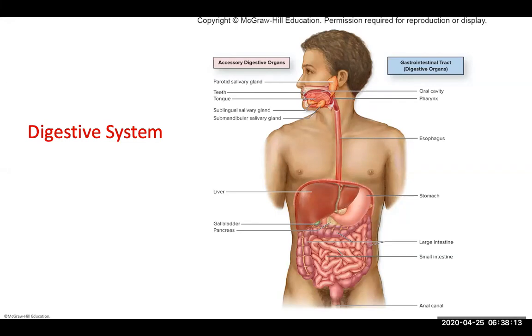Accessory digestive organs, which we'll go over as well, include all of your salivary glands, your teeth, your tongue, your liver, your gallbladder, and your pancreas.